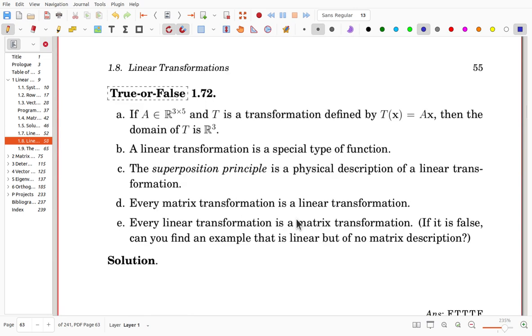Okay. Here we reach a true or false problem. A is a 3x5 matrix, and T is a transformation defined by AX. Then the domain of T is R3. Is it true? This is a 3 by 5 matrix, so there are 5 columns. If it admits a vector, then the vector should have 5 components, because in matrix-vector computation you need 5 components. So the domain must be R5. So this given statement is wrong.